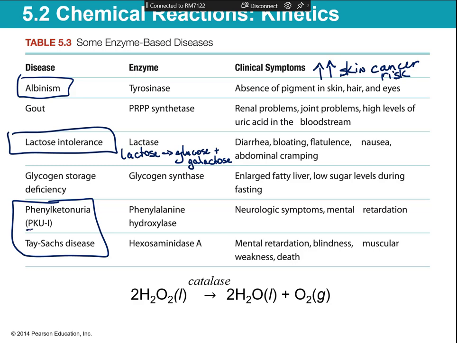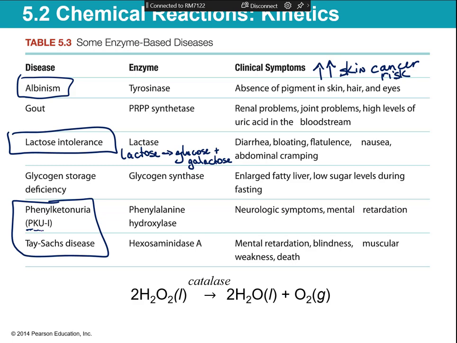So they call it PKU because of that P for phenyl. Keto is K and the urea is the U. They test you for this enzyme. The enzyme is called phenylalanine hydroxylase, and you don't have to memorize the name of any of the enzymes. But what this enzyme does is it breaks down a component in proteins called phenylalanine. If you don't have this enzyme, then you can't break that component down.